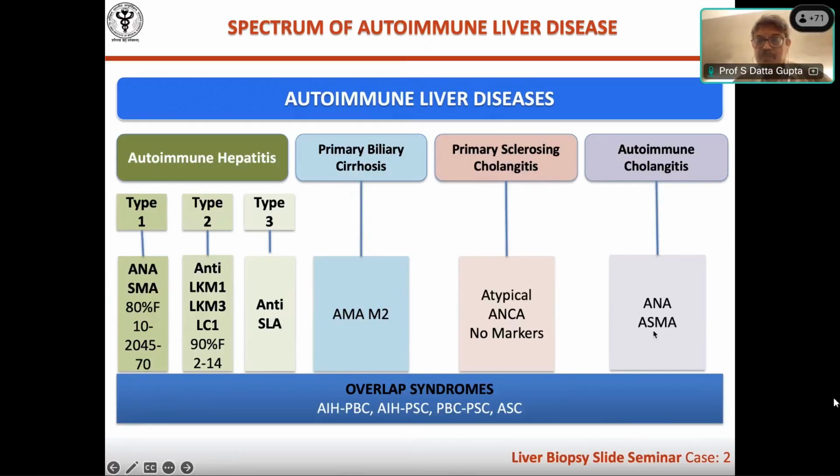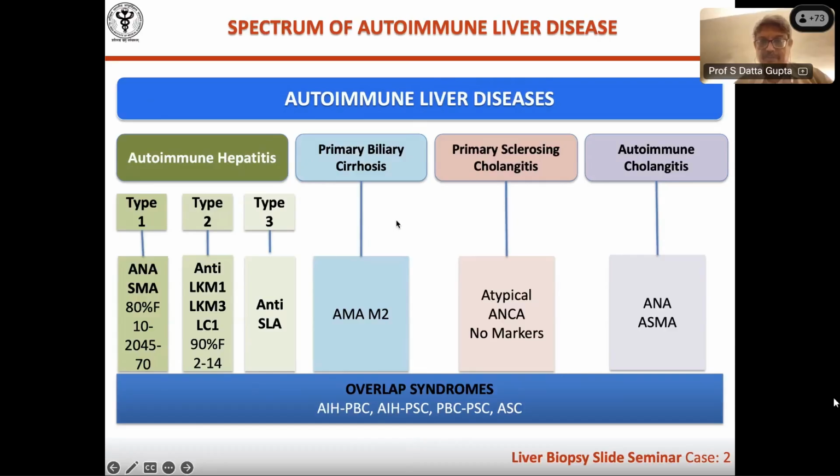Okay, smooth muscle. And there is overlap syndrome when there is a combination of autoimmune with PBC, autoimmune with PSC, PBC with PSC, and so on and so forth. Right? So when there is a combination, common is autoimmune with PBC. That's very common. Or autoimmune with PSC. So when there is a combination, it is called overlap syndrome.